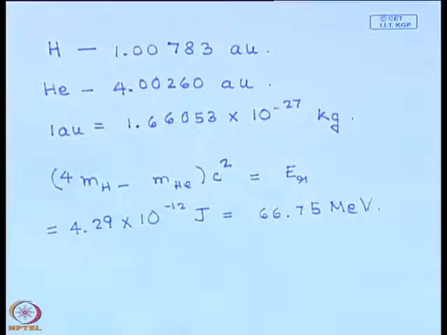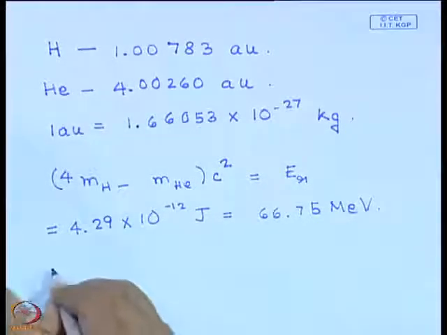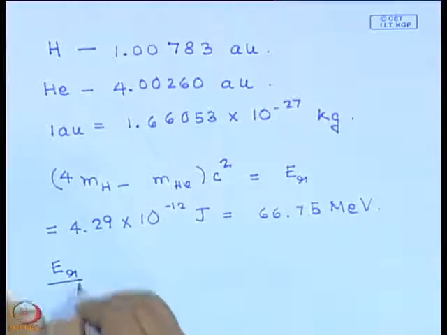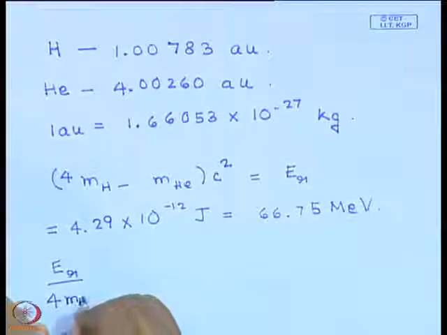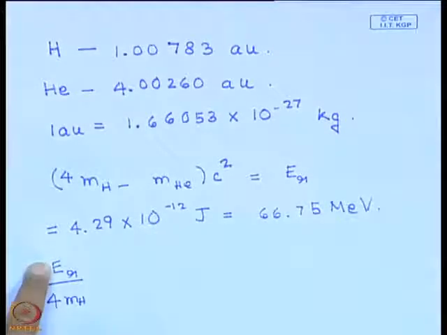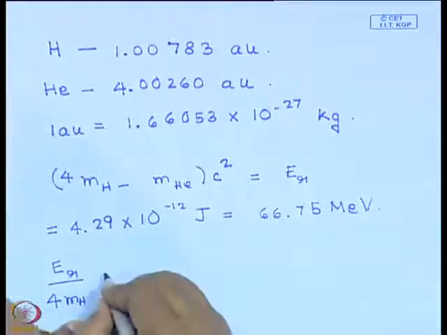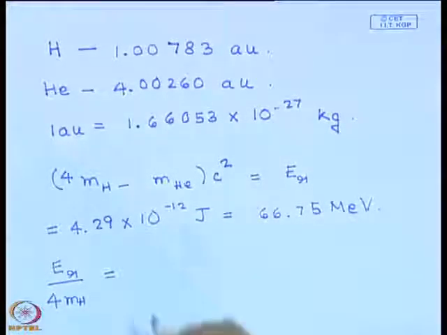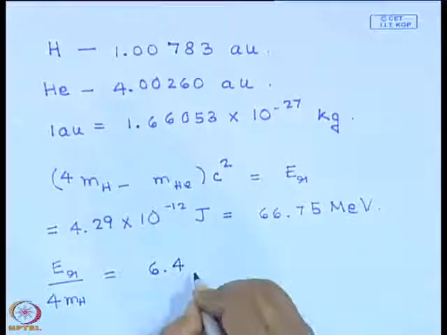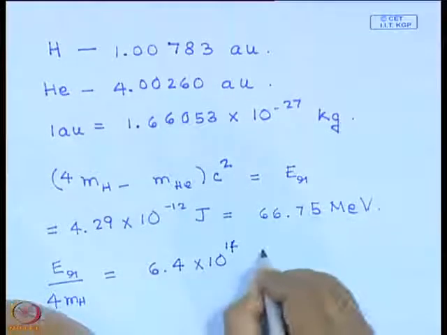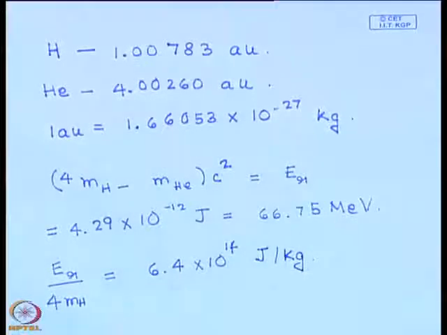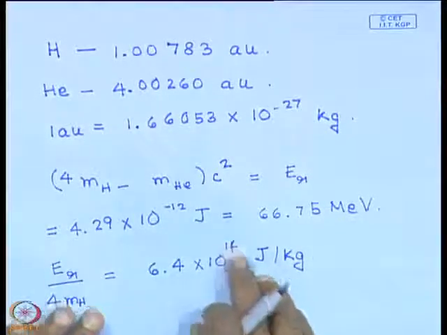Now, the quantity which is of more interest is the fraction of the mass that gets converted into energy, okay. So, let us look at this. We want to calculate the energy that is released divided by the mass of 4 hydrogen atoms. This is the ratio of the energy that is released to the mass that you started with, okay. And this comes out to be 6.4 into 10⁴⁴ joules per kg, okay. So, if you take 1 kg of hydrogen and put the entire 1 kg through the PP chain or the CNO cycle, you will produce 6.4 into 10⁴⁴ joules of energy, okay.